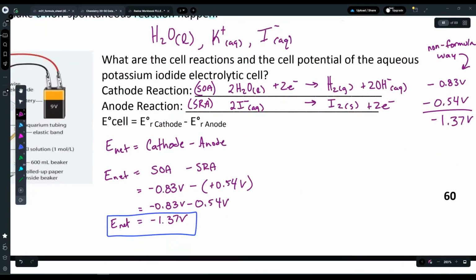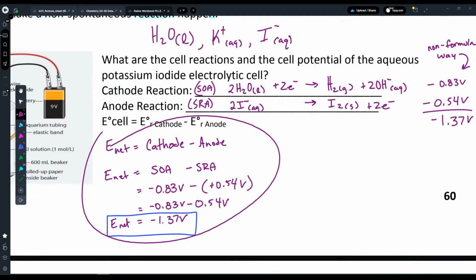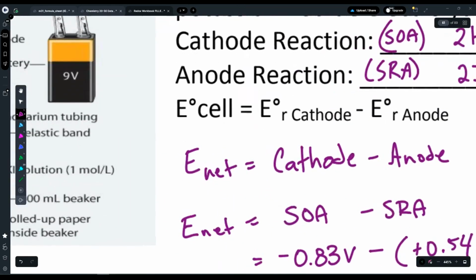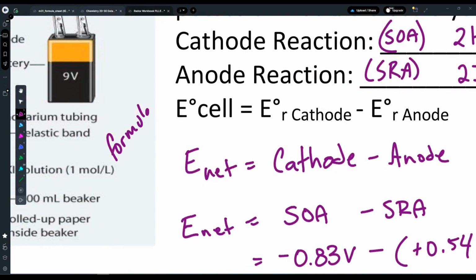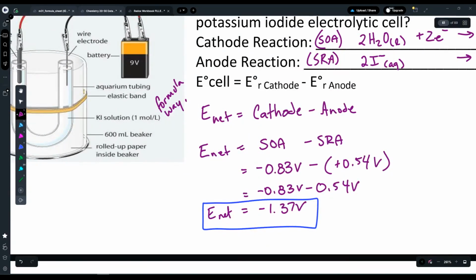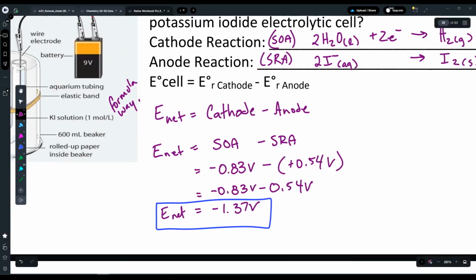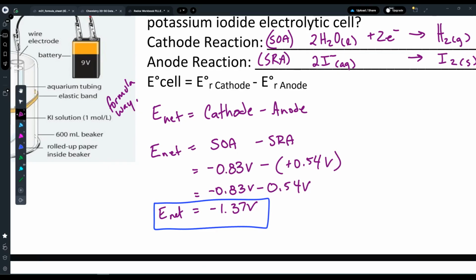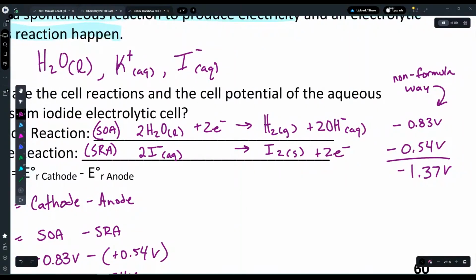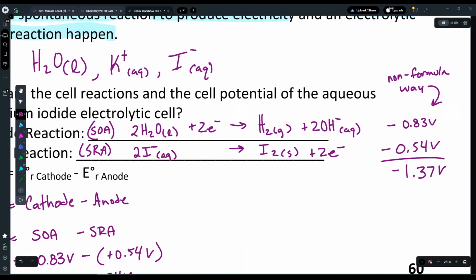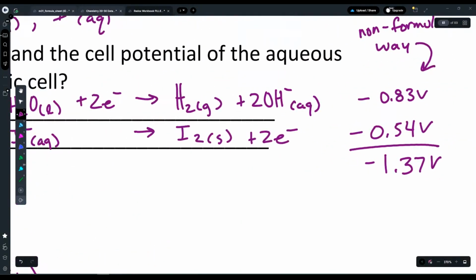Okay, versus the formula way is over here. For the formula way, you're taking the numbers directly from the redox table on page 7 of your data booklet, and you're directly substituting them in. Whereas for the non-formula way, you have to remember to flip the sign on the oxidation reaction. So you can choose which one of these methods you want to use. Choose one, stick with it.